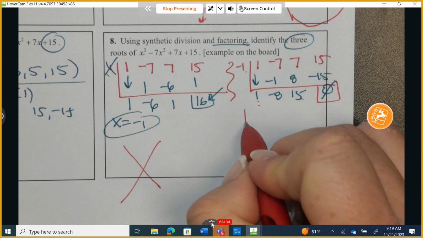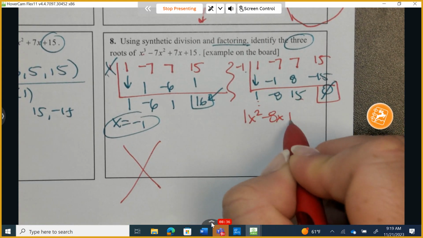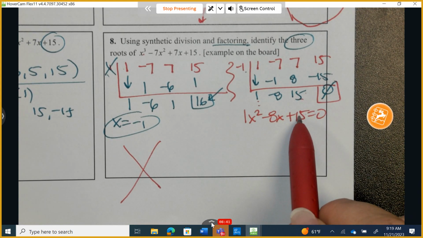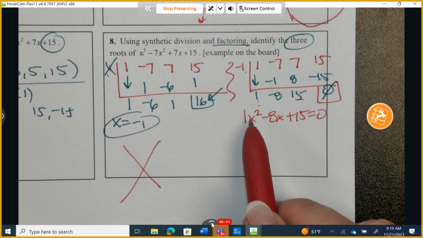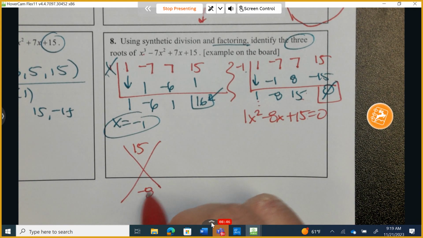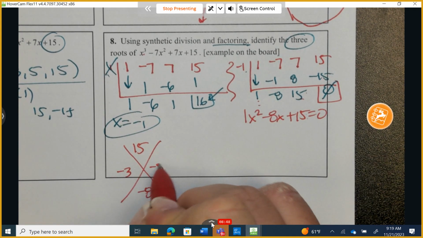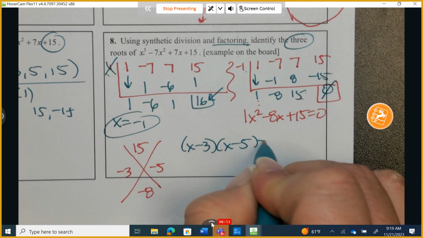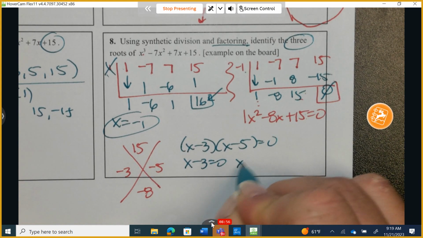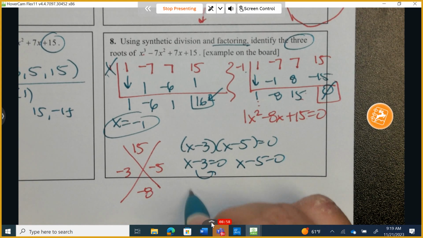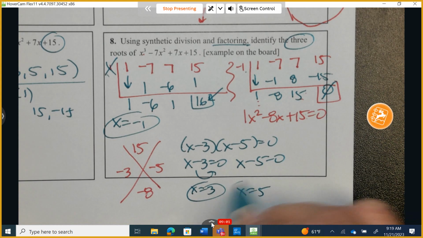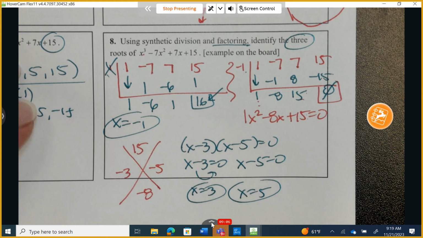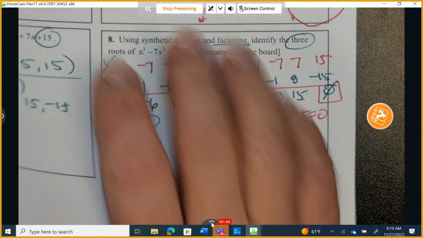What multiplies here? X to the second, x to the first, x to the 0. So I just drop down each one. Again, the first value to the left of the equal sign is no x's, 1x, and 2x. What multiplies to give you 15 and combines to give you -8? -3 and -5. X minus 3, x minus 5 equals 0. Set each one of these factors equal to 0, and we get x equals 3, and we get x equals 5. Here are my 3 roots: -1, 3, and 5. Let's flip over to the back side.